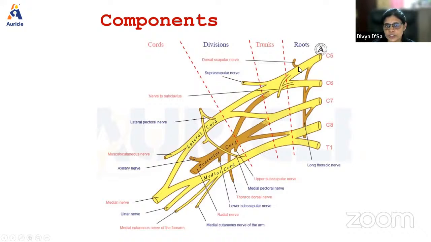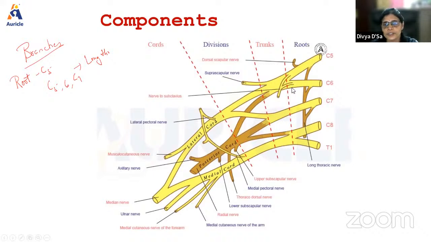So we will go through the branches, starting from the roots. From the roots, C5 will give the dorsal scapular nerve. And C5, C6, C7 join to form the long thoracic nerve, or the nerve to serratus anterior. So those are the branches from the roots: C5 forming the dorsal scapular and C5, C6, C7 forming the long thoracic.